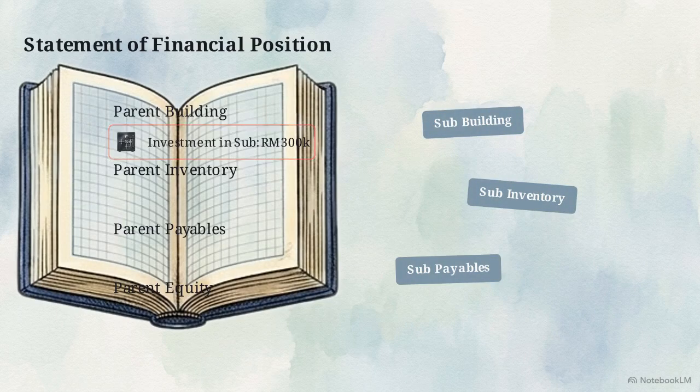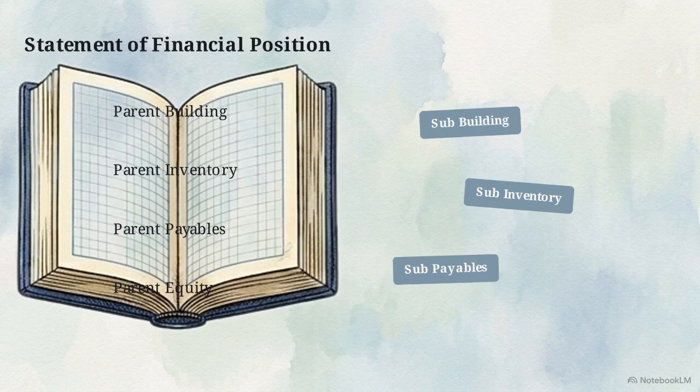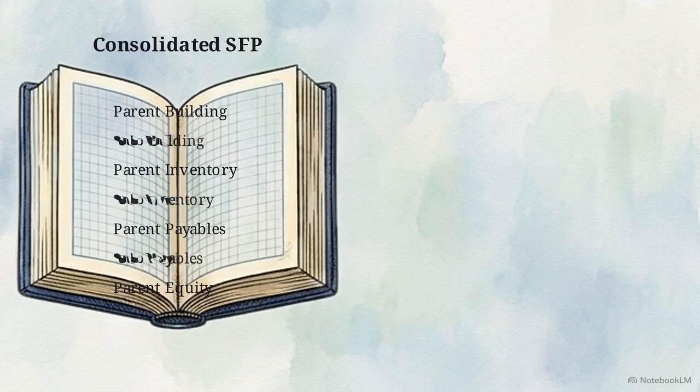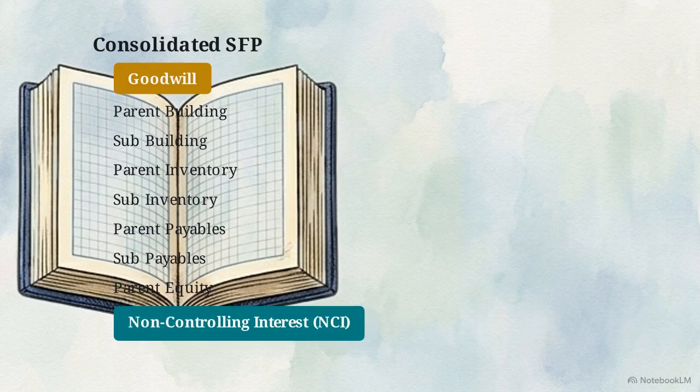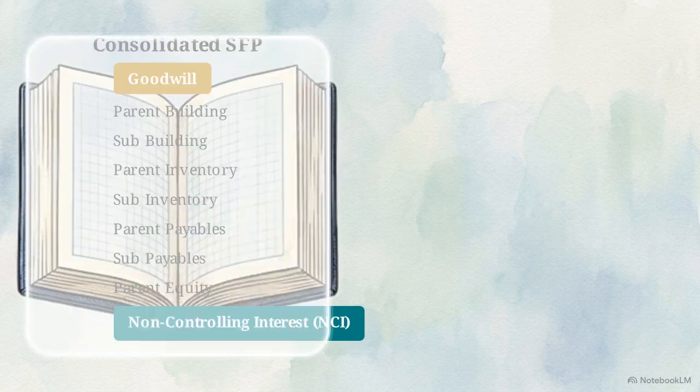We can now return to the standalone statement of financial position and that opaque investment in subsidiary line. In the final assembly, the parent's investment account is removed. The subsidiary's actual assets and external liabilities are merged line by line with the parent's figures. The calculated goodwill is added to the intangible assets section to account for the premium paid for control. Finally, the non-controlling interest is recorded in the equity section, representing the external shareholder's distinct claim.